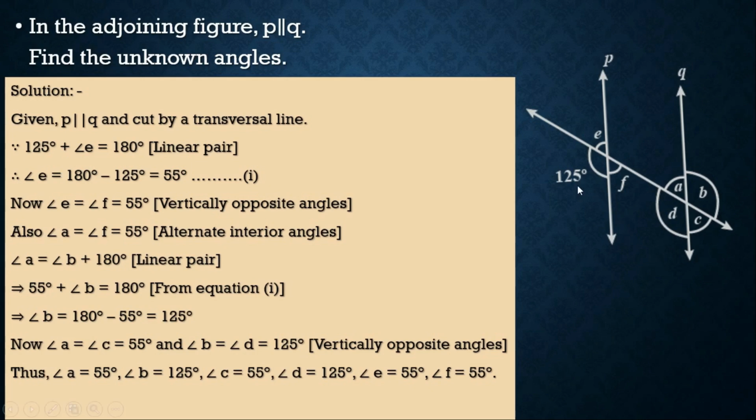Now here, this angle 125 degrees and angle D are corresponding angles, right? Corresponding angles are also equal. So we can directly write angle D is equal to 125 degrees without using the linear pair. So if you know the properties of parallel lines when a transversal is cut, you can solve this problem very easily.